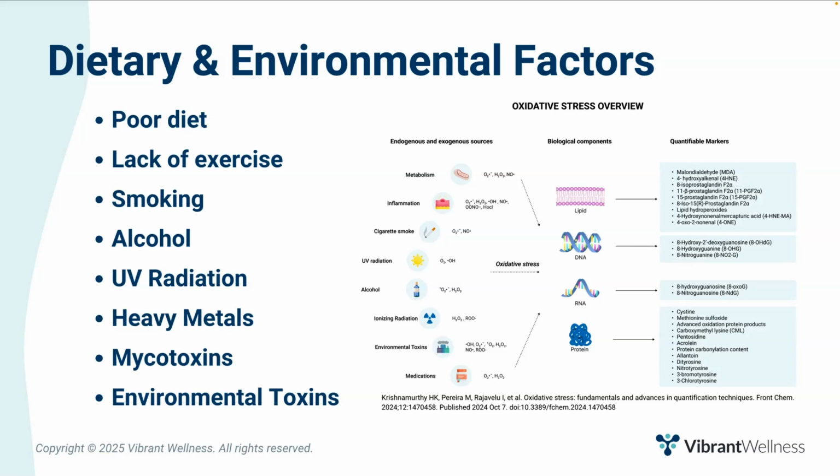Also, cigarette smoke, which is full of mitochondrial poisons like carbon dioxide and cyanide. Alcohol is also a driver of oxidative stress as it impairs liver biotransformation, leading to more toxic intermediates. Also, UV radiation from the sun, and other toxins such as ionizing radiation from nuclear waste, environmental toxins, mycotoxins, and heavy metals.